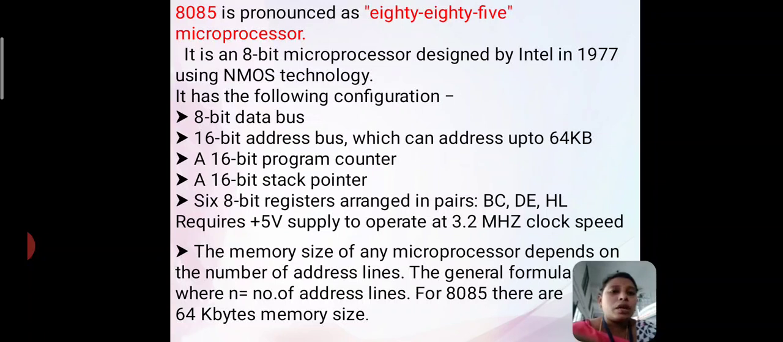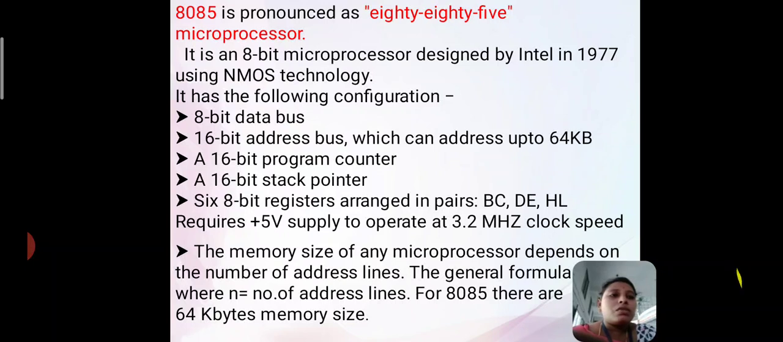So it has the following configurations. It contains an 8-bit data bus, a 16-bit address bus, and it can address up to 64 kilobytes. Next, a 16-bit program counter, a 16-bit stack pointer, and six 8-bit registers, which are general purpose registers arranged in pairs BC, DE, HL. It requires a 5 volts power supply for its operation, and its clock speed was 3.2 MHz. Here clock speed means the operating speed of the microprocessor.